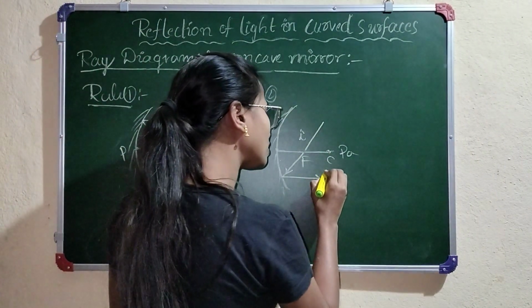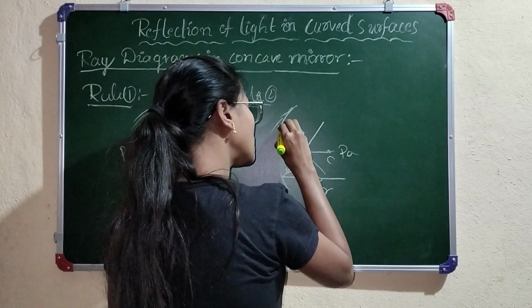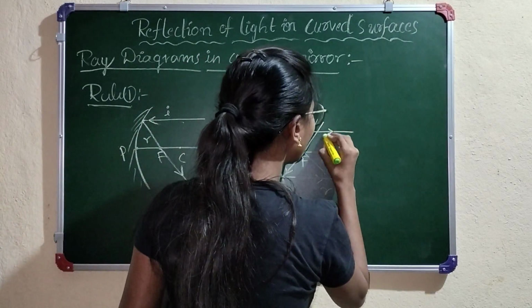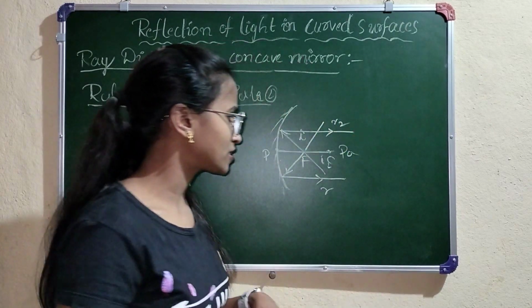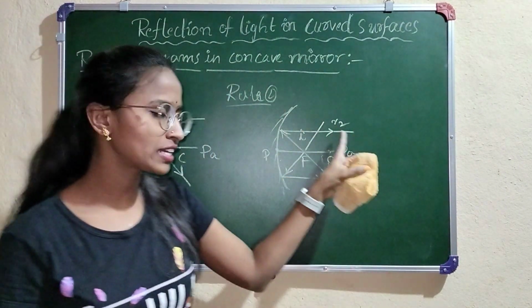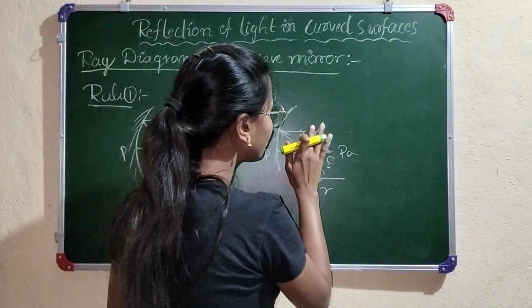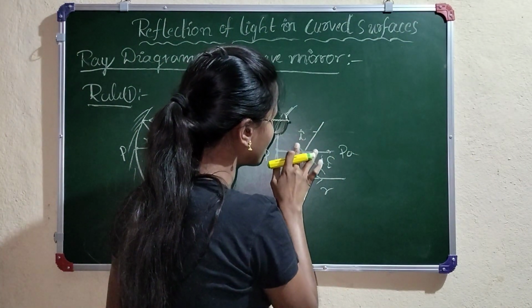If I am sending the light ray like this also, suppose this is also incident ray I2, this will also pass parallel to the principal axis. That is a reflected ray, the second reflected ray. Whatever it may be, this is the second rule.